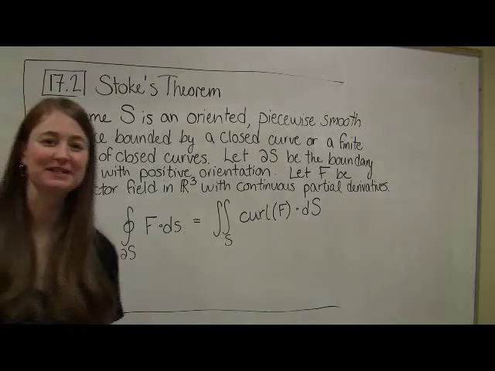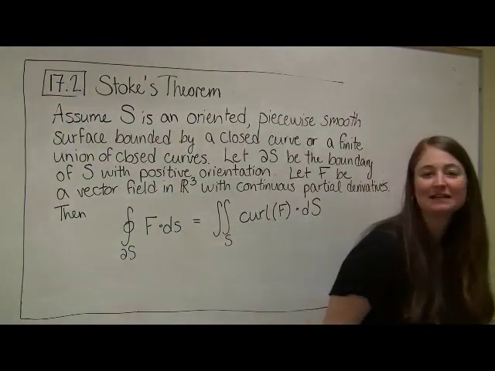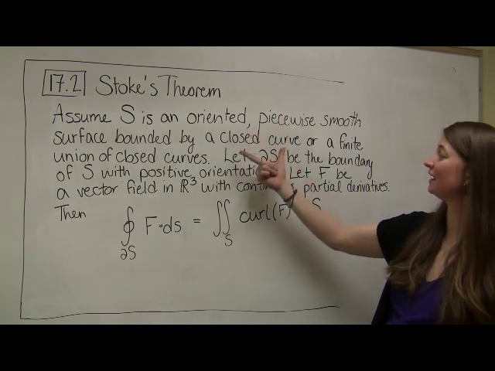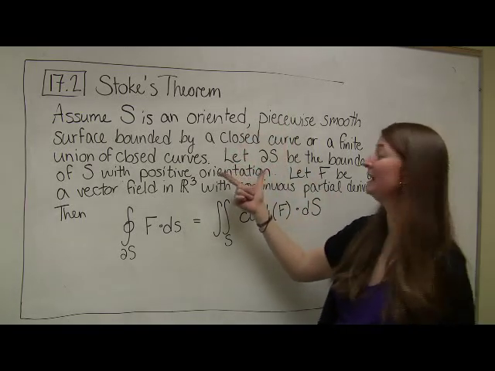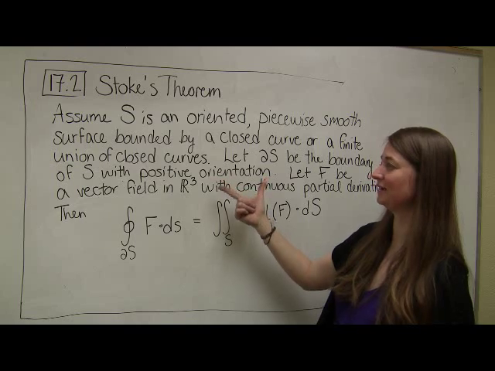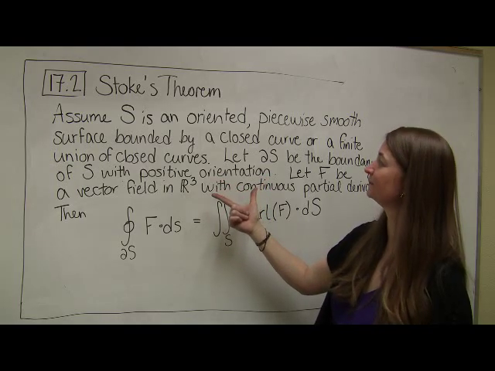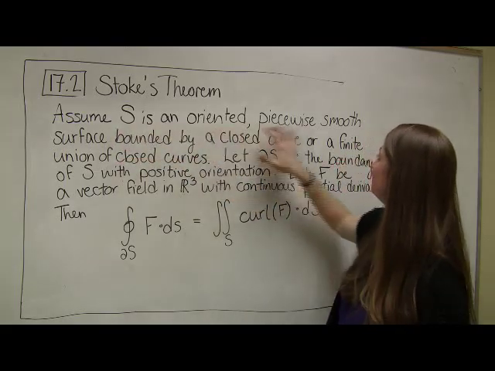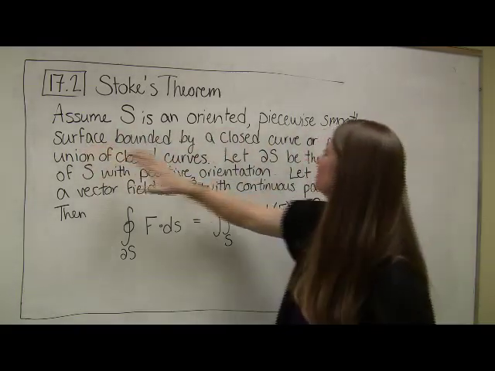So all that boundary stuff was just a preamble to get us to Stokes' Theorem. This is a statement of Stokes' Theorem, and there are a lot of conditions that go into this theorem, and I'm not going to spend a lot of time paying attention to a lot of these. Stokes' Theorem says, assume that S is an oriented, piecewise smooth surface. So what does that mean?